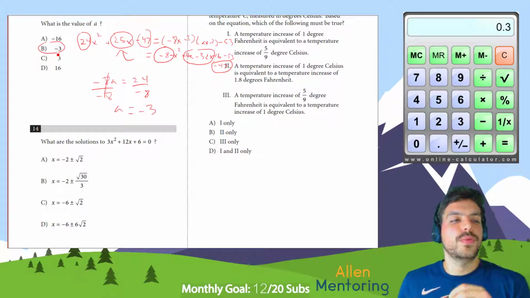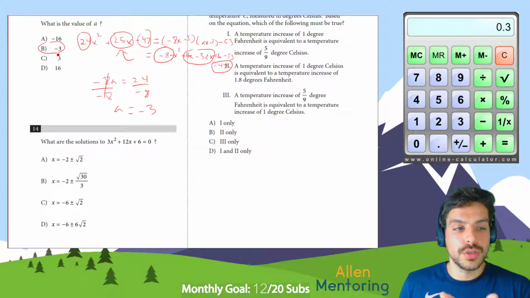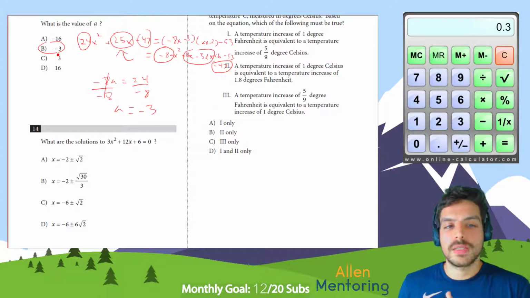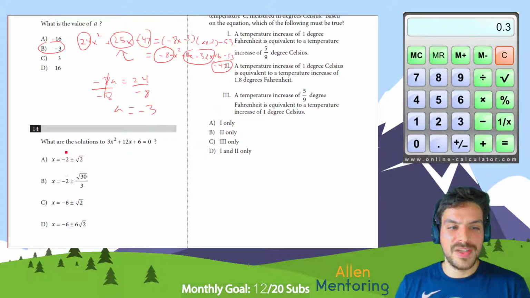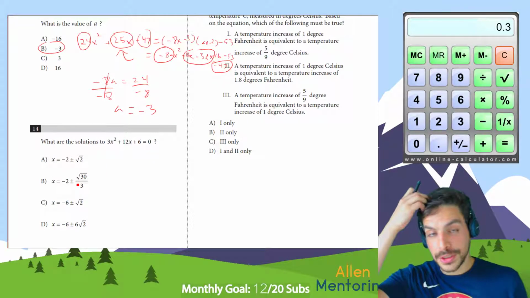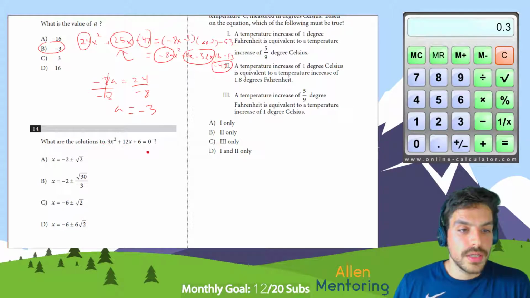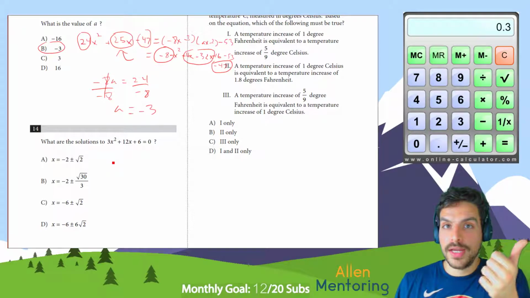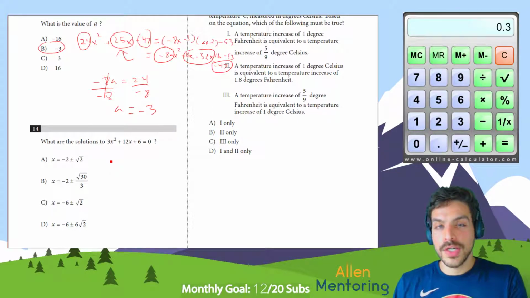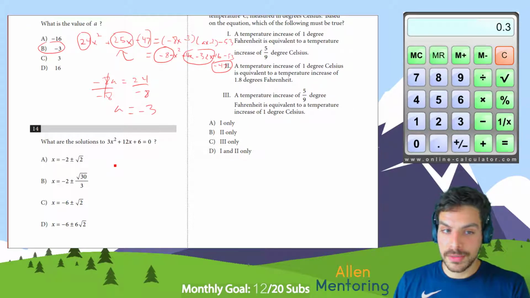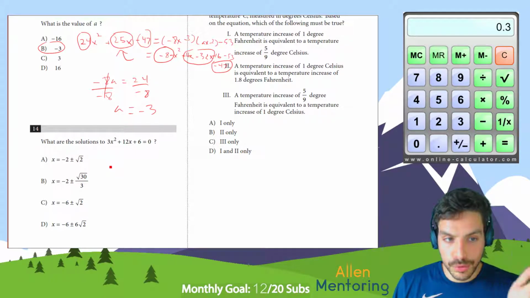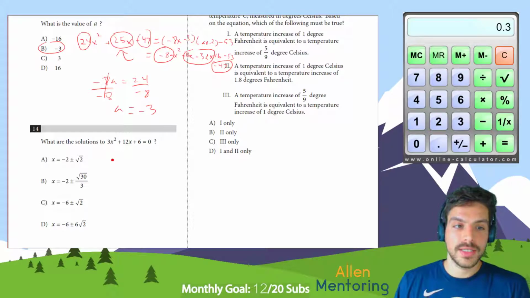Okay, number 14. What are the solutions to 3x squared plus 12x plus 6 equals 0? Well, that's pretty easy. And the answers kind of give you a hint as to what they're trying to urge you to do, and that is use the quadratic formula. And by this time, you should either A, have the quadratic formula memorized, or B, have it on a flashcard so that you're trying to memorize it every single day. Because this is a crucial formula to know coming into the SATs.